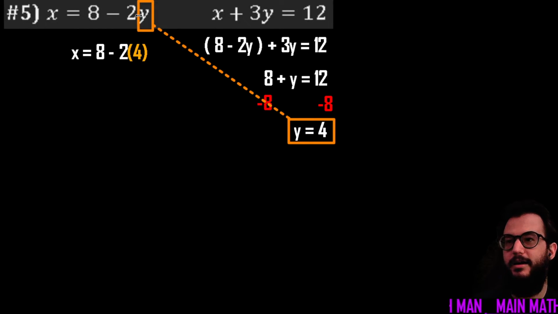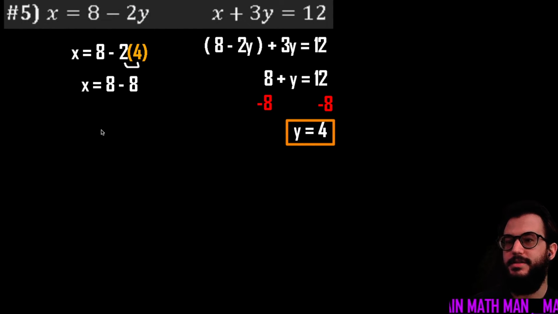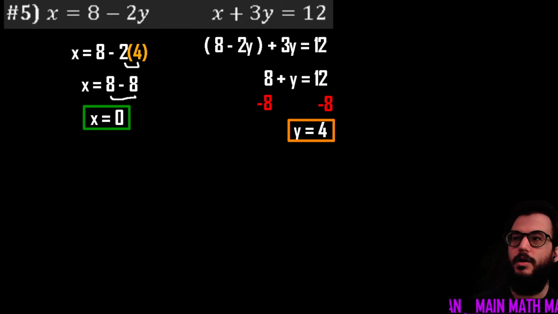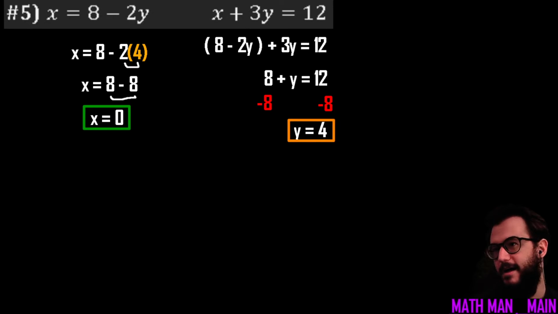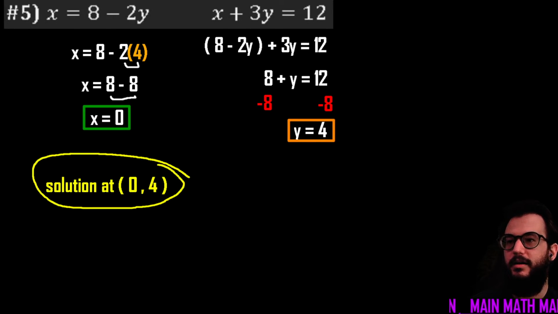So I have my equation x equals 8 minus 2 times 4. So then, all right, make sure you follow order of operations. Multiplication first, so negative 2 times 4 is negative 8. And so 8 minus 8 is 0. So now that I have my x value and my y value, write the ordered pair, which is the solution to this system. So the solution point for the system of equations is going to be at the point 0, 4.